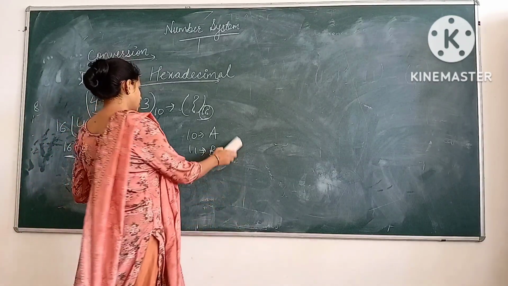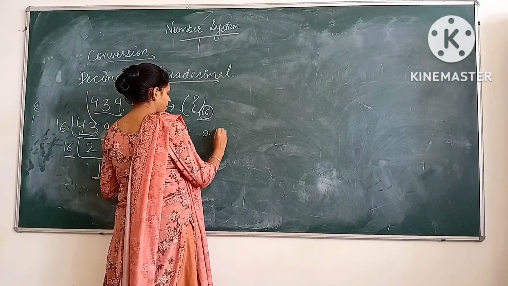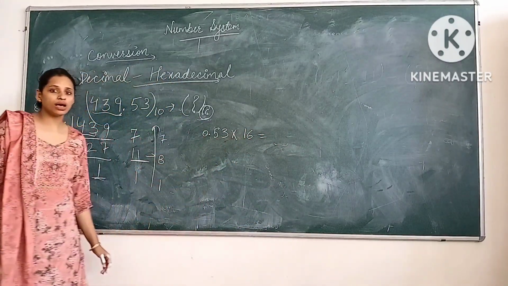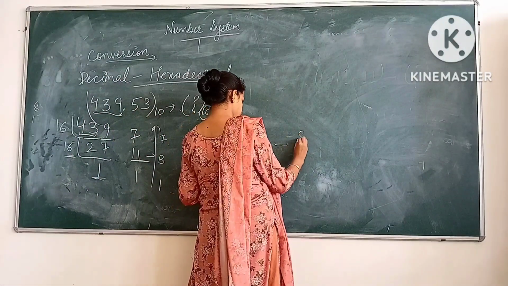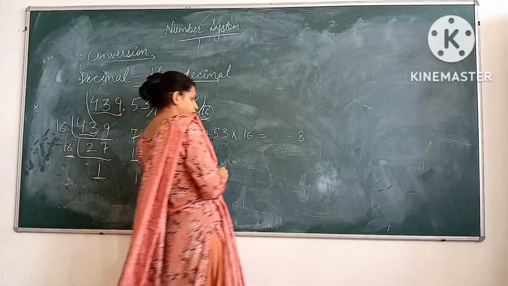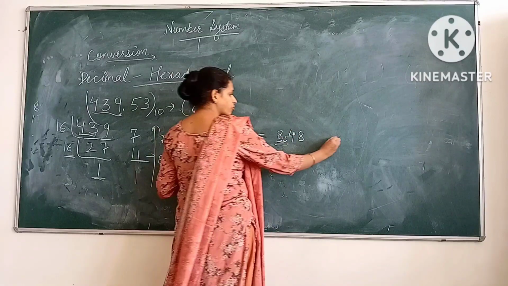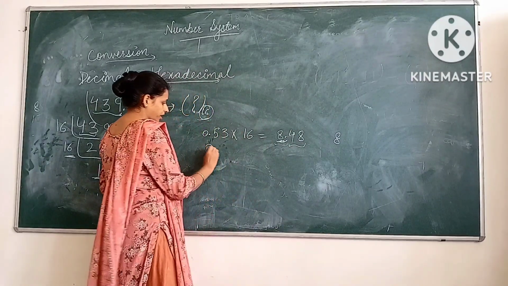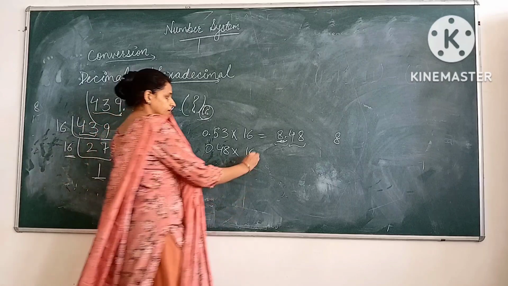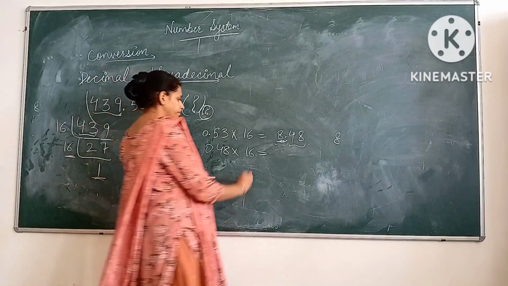And then after the point, that is 0.53 into 16. 16 threes are 48. 16 fives are 80 and 4, 84. Now this 8 is for the answer and multiply 0.48 again by 16. It is a greater value, so you can just do it 2 times only.